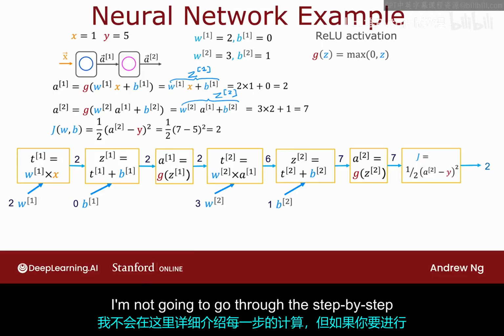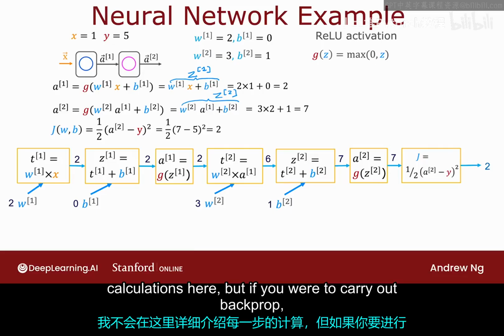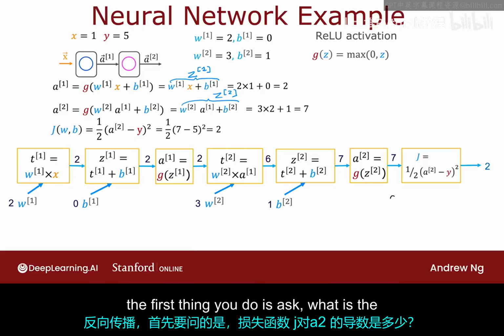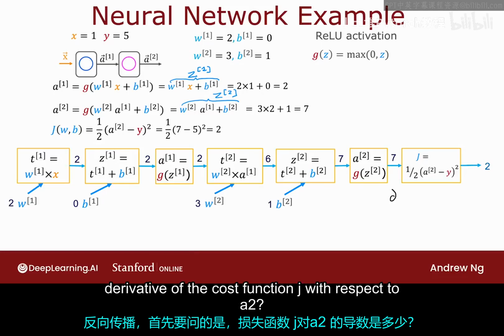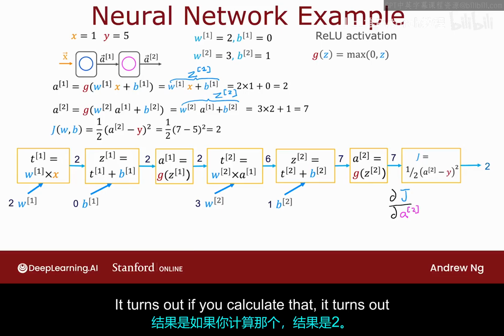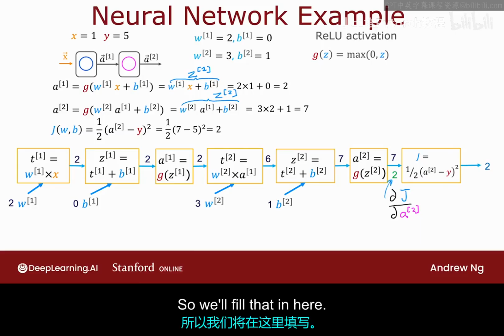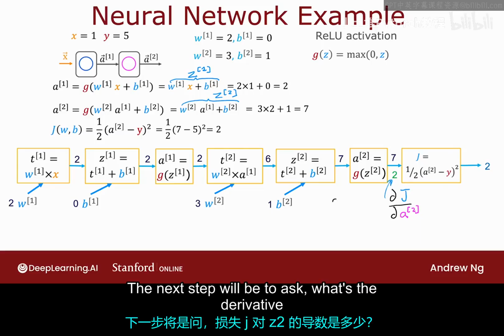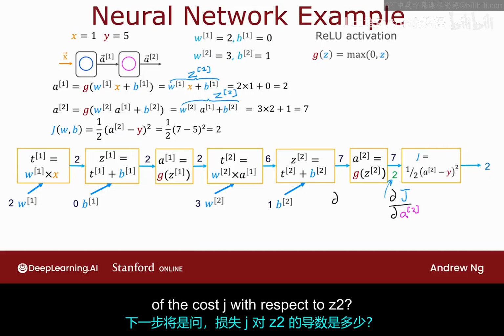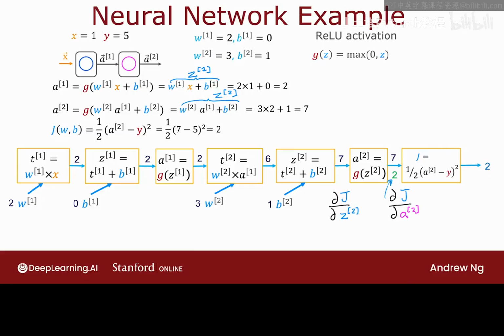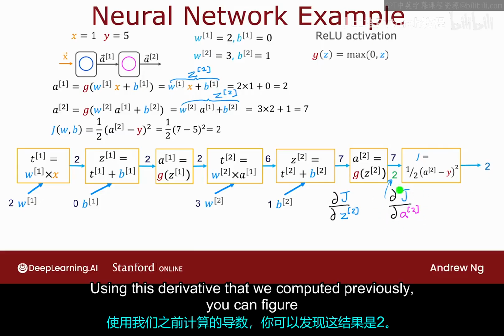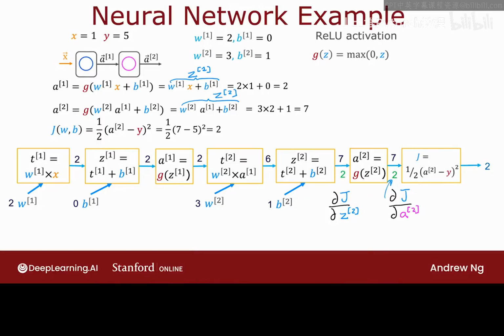I'm not going to go through the step-by-step calculations here, but if you were to carry out backprop, the first thing you do is ask, what is the derivative of the cost function J with respect to a2? And it turns out if you calculate that, it turns out to be 2. So we'll fill that in here. And the next step will be to ask, what's the derivative of the cost J with respect to z2? And using this derivative that we computed previously, you can figure out that this turns out to be 2.